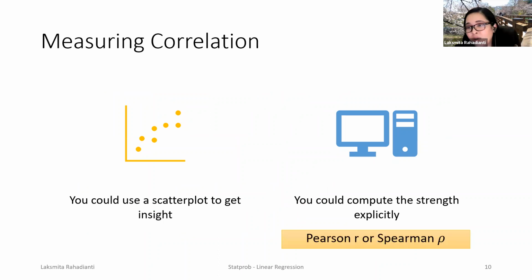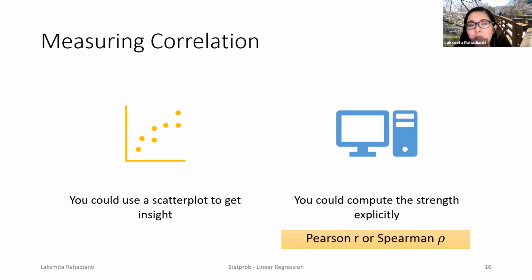But we also already learned different ways for us to actually compute the actual number of strength. We learned two of these in the beginning of the semester. We had the Pearson R and Spearman rho. Both of them compute the same thing. The only difference is that the Pearson R can be computed with the explicit raw data, but for the Spearman rho, you can also compute it if you have the rank data as well.